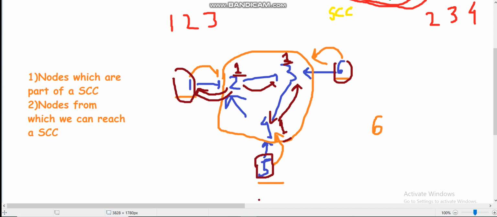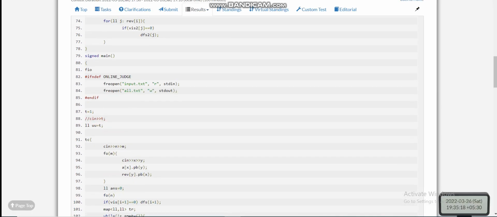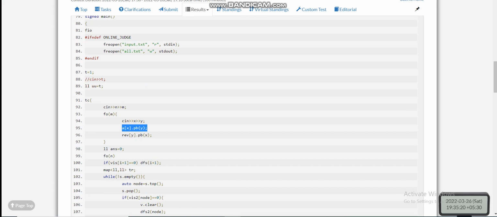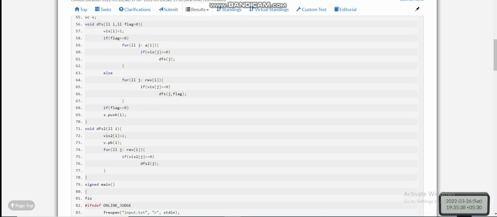Okay, so let me show you my code. I hope you will understand from the code. Here this is the forward graph, the original graph, and this is the reverse graph. In the reverse graph, the edge x y will be reversed as y comma x. Here I am doing the normal DFS. If you have any doubt in this code, you can always read the GFG example for finding strongly connected components with DFS.